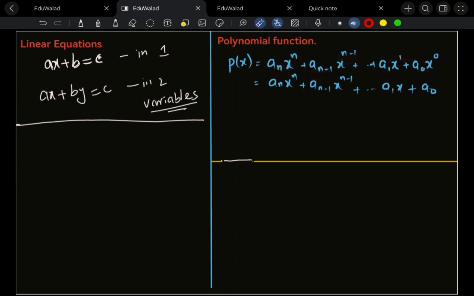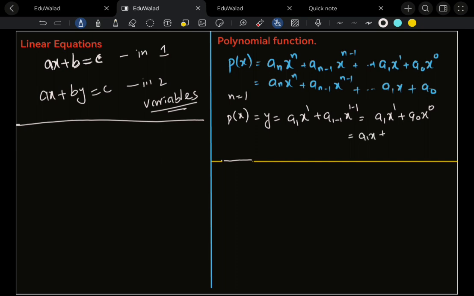So when we put n equal to 1, p of x, which can also be written as y, is equal to a sub 1 x raised to power 1, because the value of n is 1, plus a sub naught x raised to power naught, which is a1 x plus a naught, equal to y. This is a linear function.